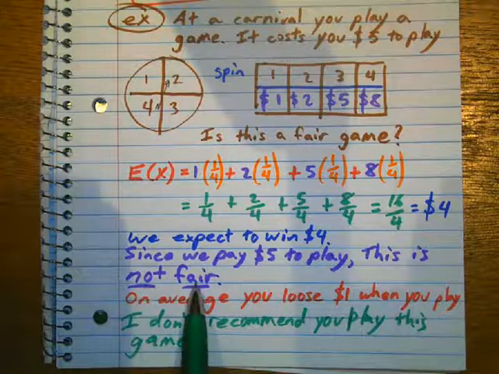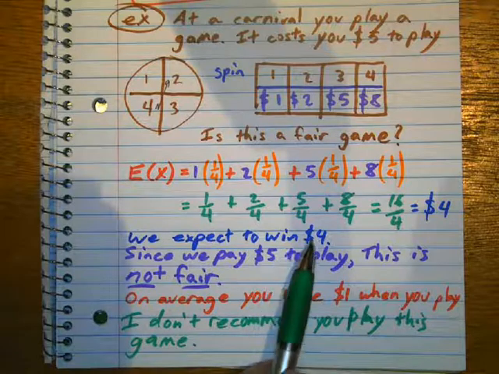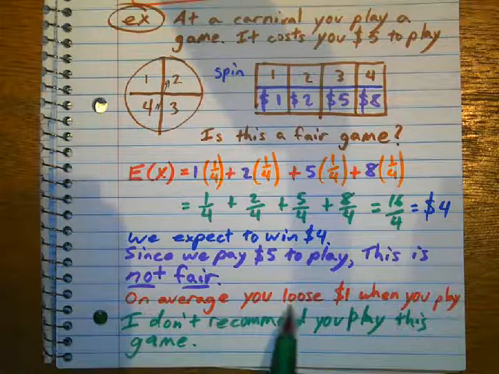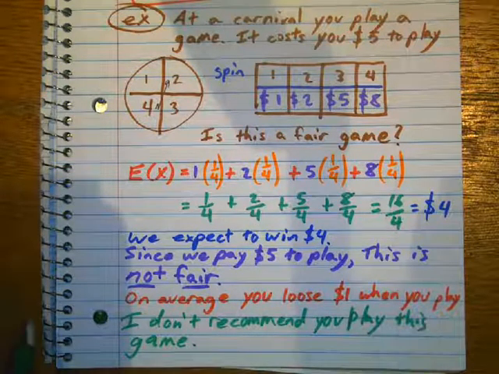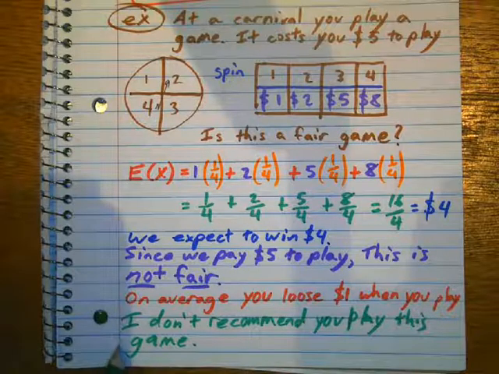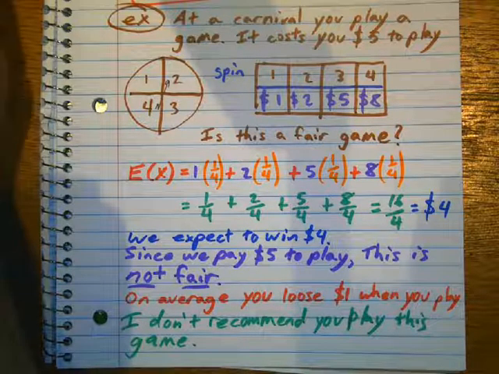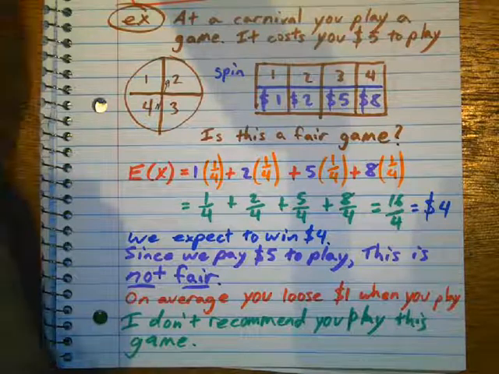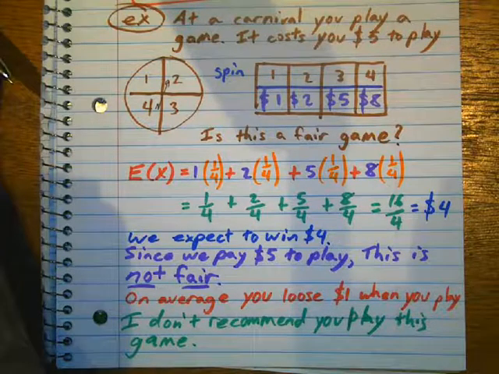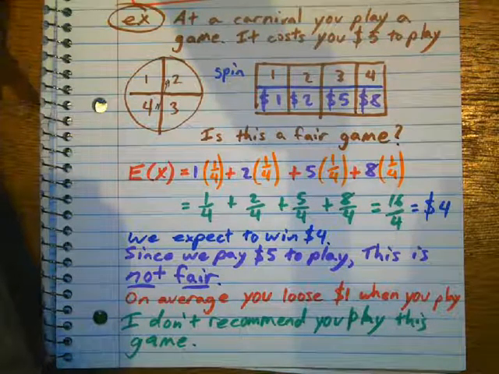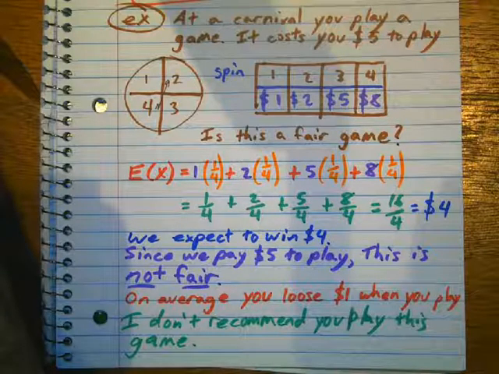You end up paying more than you're going to win. So on average, you're going to lose $1 each time you play. So I don't recommend you playing this game. Anyways, that's expected value and fair game. You may want to watch this video again. You may want to look at the examples in the textbook. And the homework is going to be on a handout that you have to download.